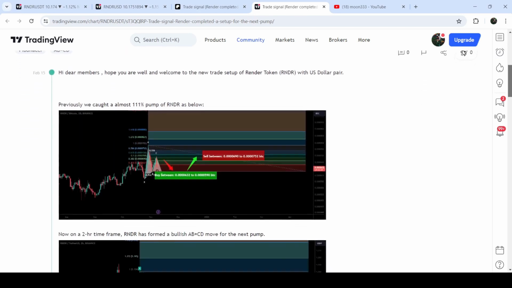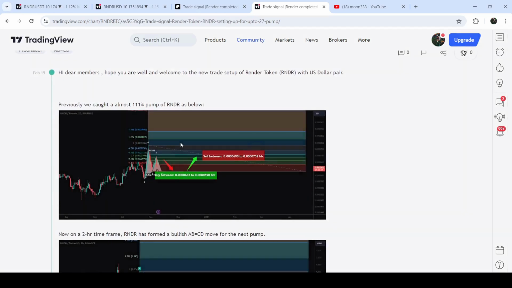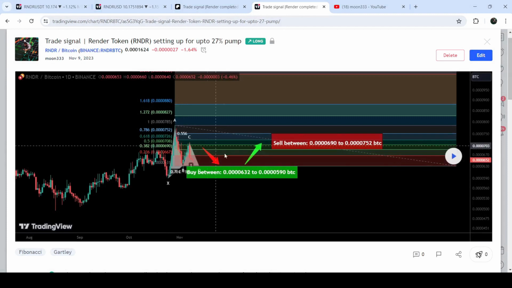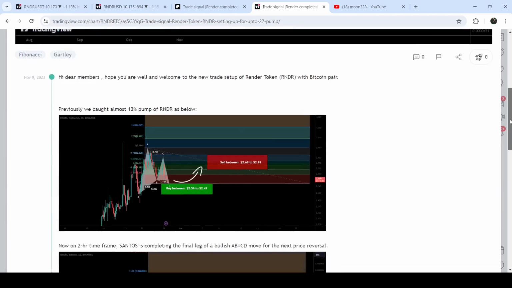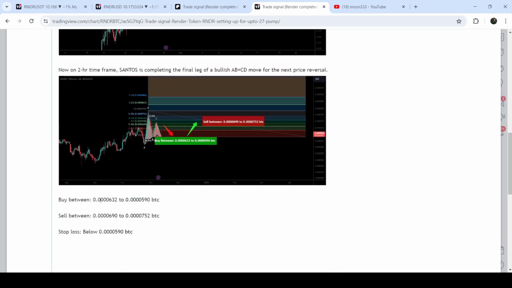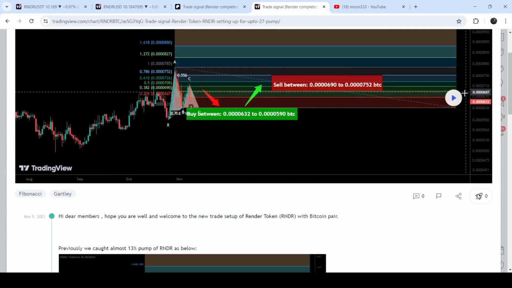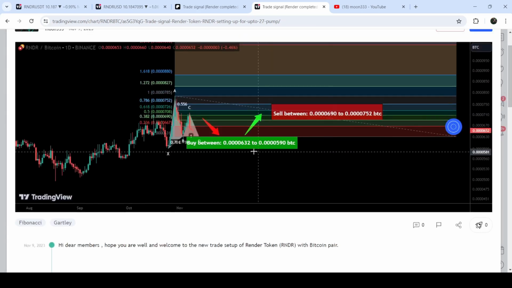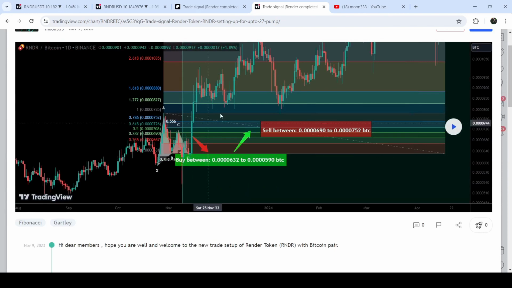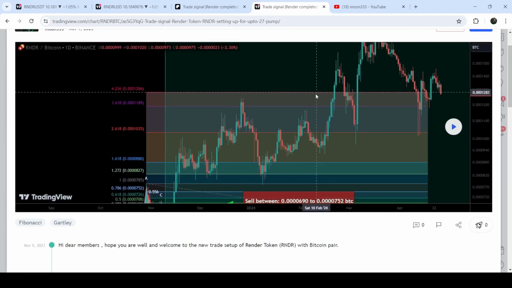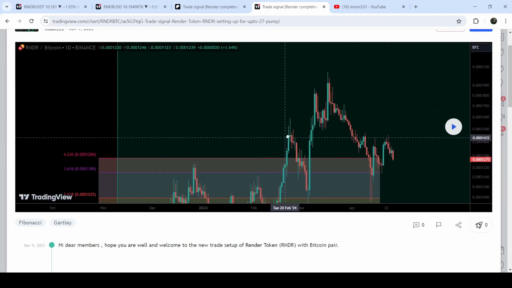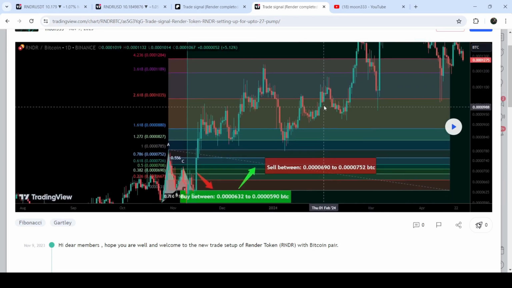And before that, we caught almost a 111% pump, and this was another harmonic bullish reversal Garley pattern that Render was about to complete on the daily time frame chart with the Bitcoin pair, and this was the complete trade setup, a buying zone, the sell target zone and the stop loss. And now if I play this chart, then you can see that the price line first dropped down into the buying zone here. Then we had a very massive reversal, and this was almost 111%, a very massive rally.